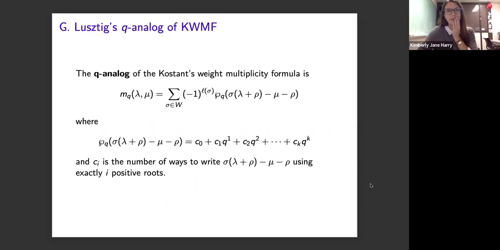So now here we go with the q-analog of the constant weight multiplicity formula. Again, it looks like the constant weight multiplicity formula, except now I'm creating this polynomial that has q's in it. And here, the coefficient in front of my q^i tells me the number of ways that I can write sigma(lambda + rho) minus (mu + rho) with exactly i positive roots. So this goes back to the question of what the constant weight multiplicity is telling us: it's just the number of ways we can write it.